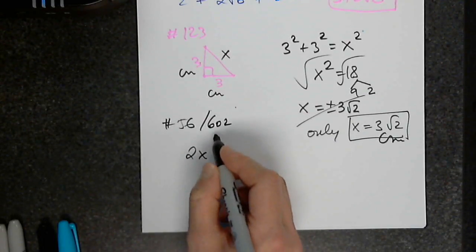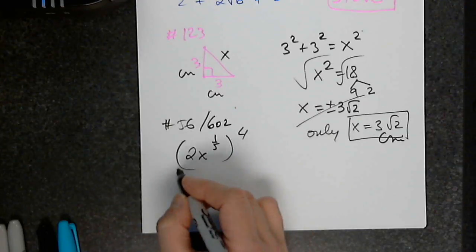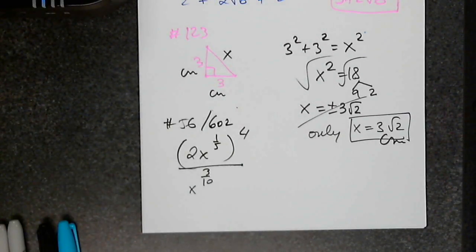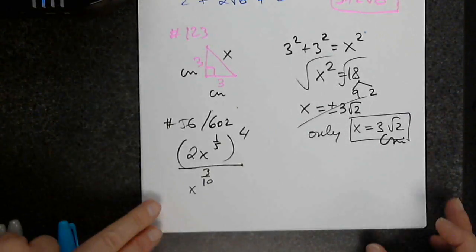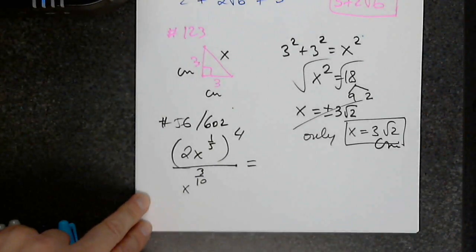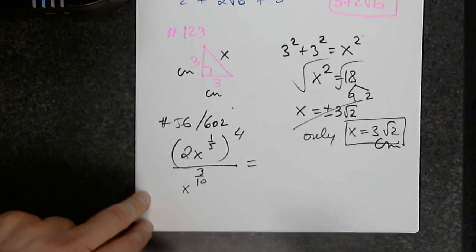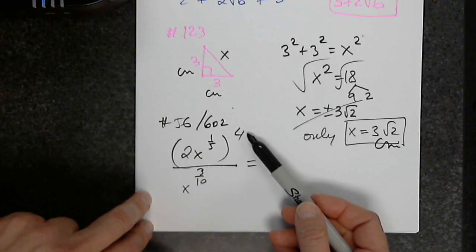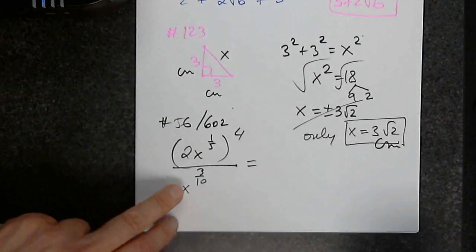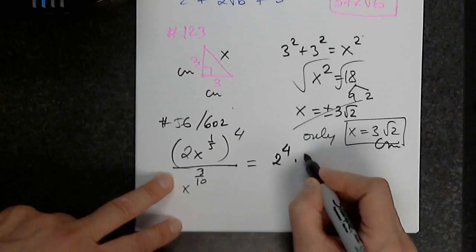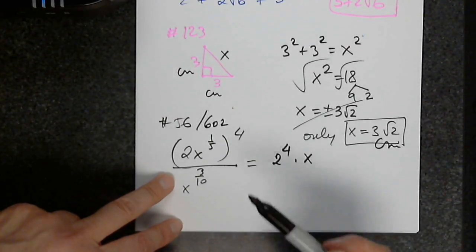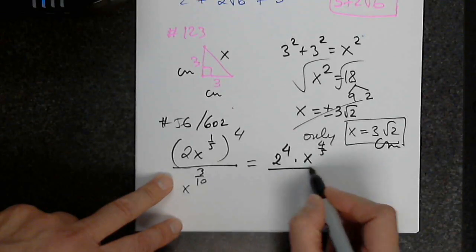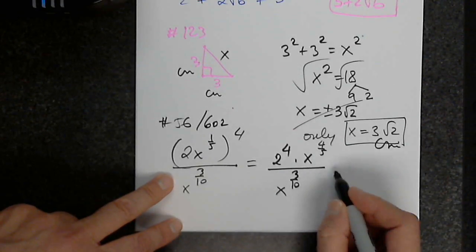Let's say 2x to the 1/5, everything to the 4th power, over x to the 3 divided by 10. Is that something that you... Yes. Okay, perfect. So we're asked to simplify this fully. Well, I have 2 factors inside a parenthesis that is taken to the 4th power. I have to raise each factor to that power. So I have 2 to the 4th multiplied by x, and I multiply 1 over 5 by 4 over 1, and I get 4 over 5 divided by x to 3 over 10.